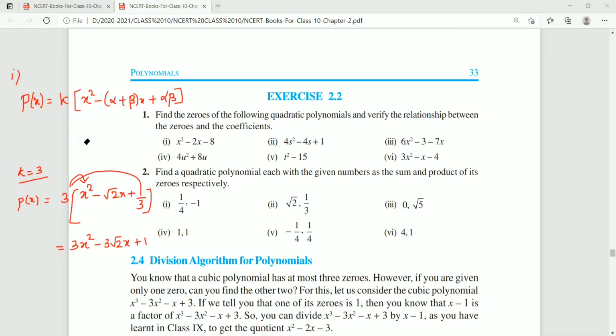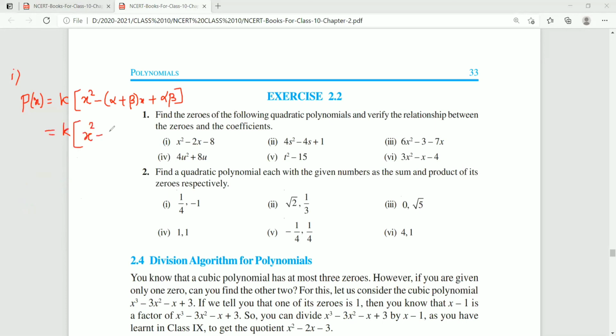So in the next question, they have given the sum of the zeros as 0 and the product as root 5. So we write it as k into x square minus 0x plus root 5. Since here there is no fraction, I will just assume the k as 1. So the polynomial will become x square plus root 5. If you want, you can mention minus 0x.